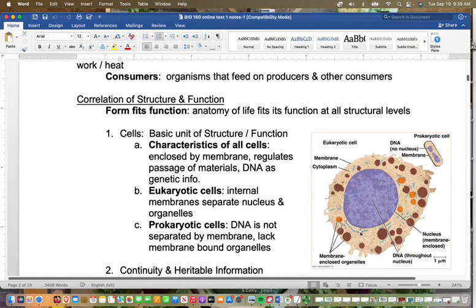So when we look at the basic unit of structure and function, it is the cell. There are some characteristics that all cells share. They are enclosed by a membrane. That membrane is going to regulate what goes in and out of the cell, and they're going to have DNA as their genetic information. Cells are going to come in two types, eukaryotic cells and prokaryotic cells. The eukaryotic cells are going to have internal membranes that will separate the nucleus and the organelles. With prokaryotic cells, the DNA is not separated by a membrane. They also do not have any membrane-bound organelles.